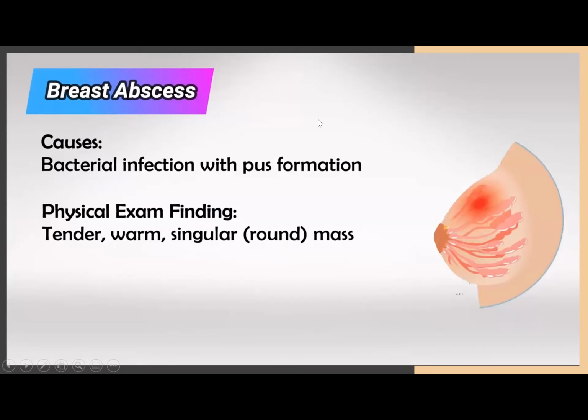Breast abscess can be caused by bacterial infection with pus formation. In that area, you can see a tender, warm, singular round mass that is quite painful, with a bit of reddish color. So this breast abscess is mostly from infections.